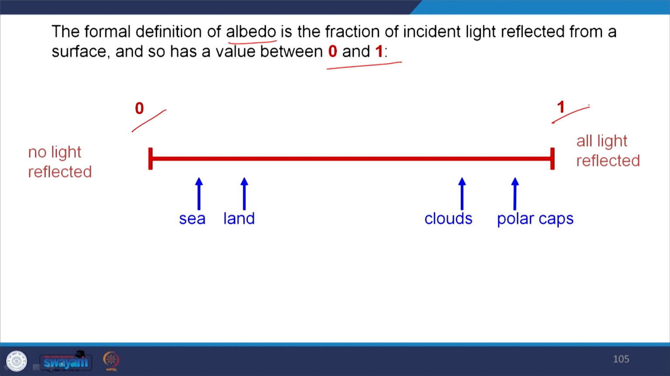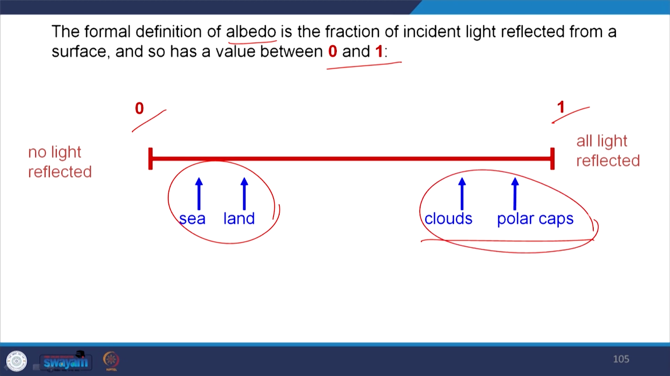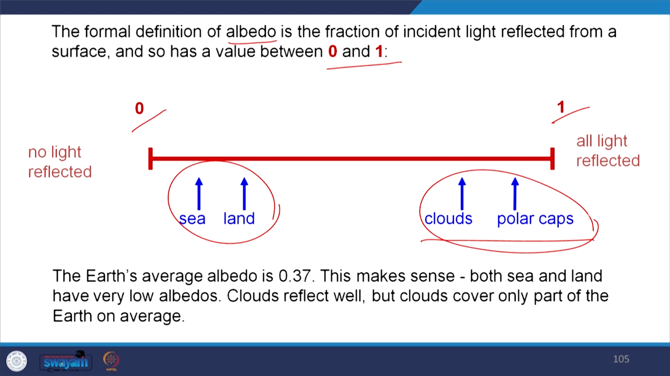We know that sea and land have very good absorption capacity, so they lie in the lower portion of this albedo graph. The clouds and polar caps have the ability to reflect most of whatever falls on them. That means clouds and polar caps have higher values of albedo. On the whole, the earth's average albedo is 0.37, so we can say that it doesn't reflect much actually.